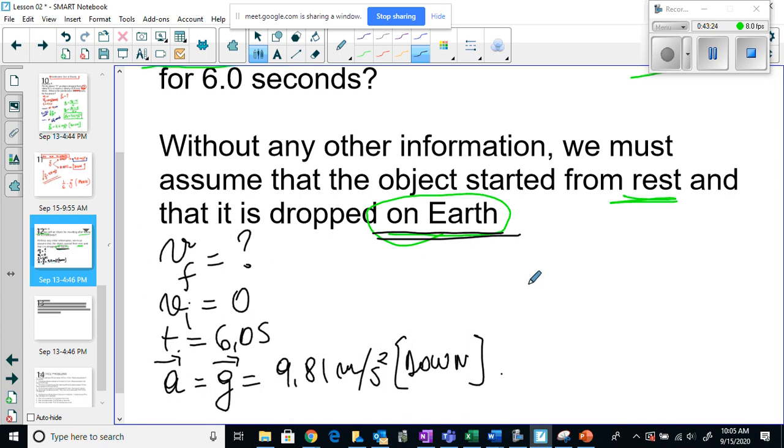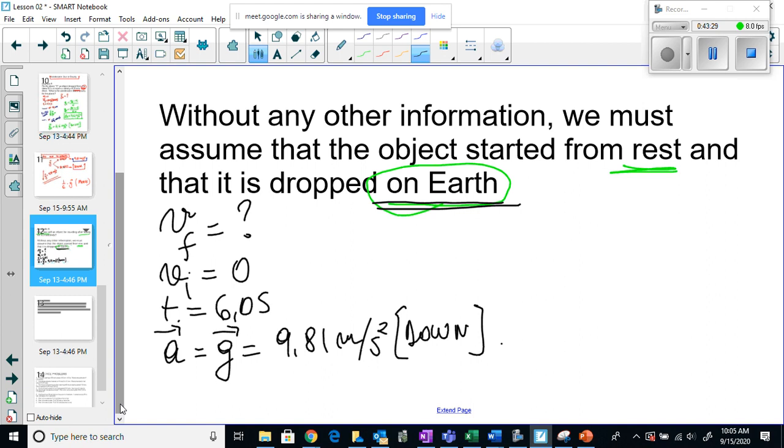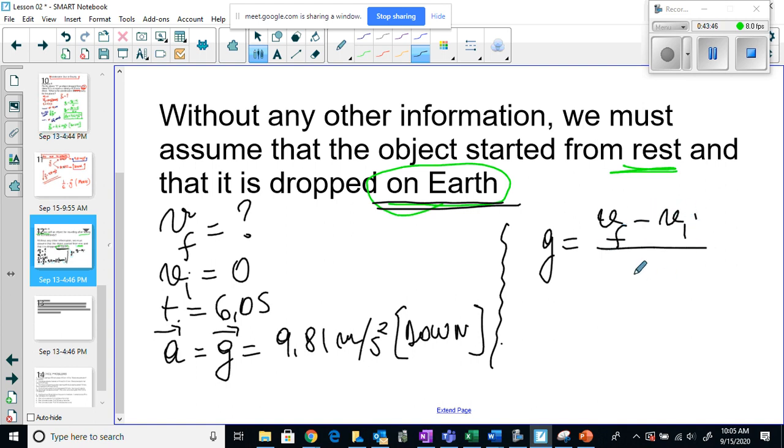And now, again, the strategy that we use is we see what is given, we see what they are asking for, and then we take a look at the formula and see what is the formula that relates everything in the question. So the formula, sure enough, is V final minus V initial over time. So 9.81 meters per second squared going down. And again, as I said, since everything is going in one direction, we can ignore it.